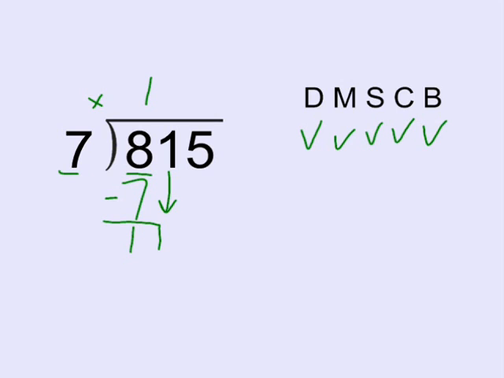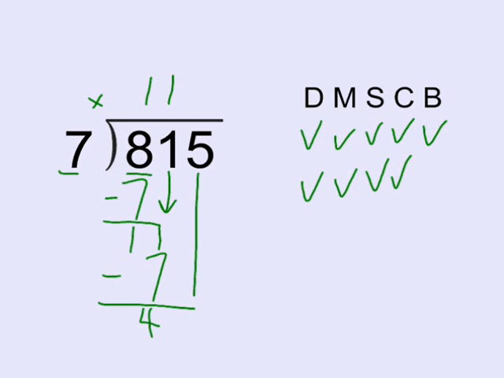So I'm not finished with my problem. I have to do the whole process again. So divide. 7 into 11 goes one time. Then I have to multiply. 1 times 7 is 7. Then I subtract. 11 minus 7 is 4. Then I can check. Well, 4 is less than 7. Then I have to bring down. I bring down my last number, 5, which is 45.